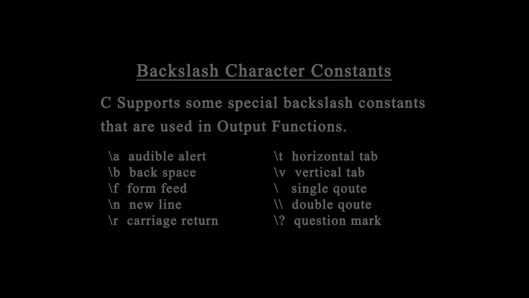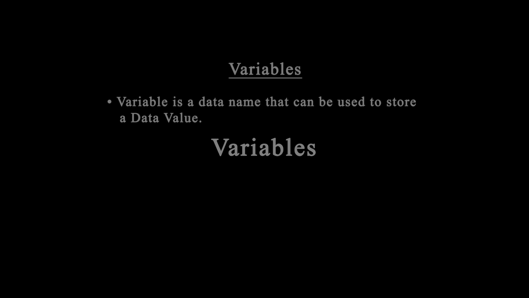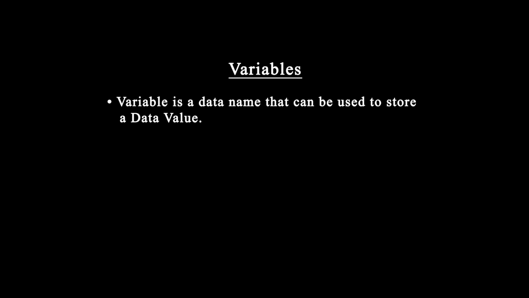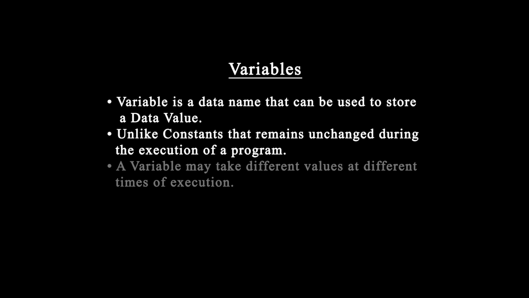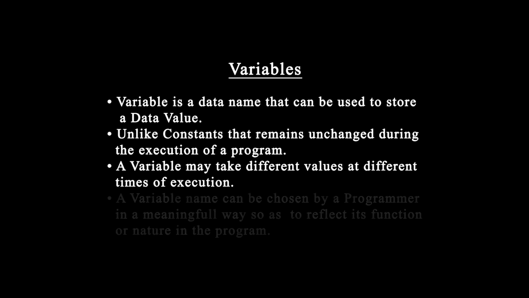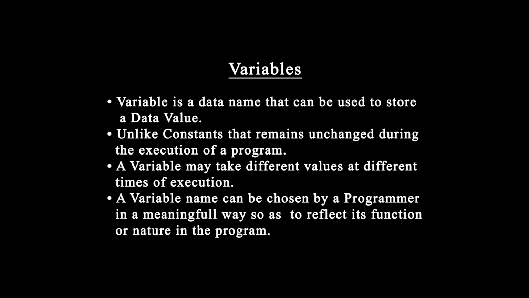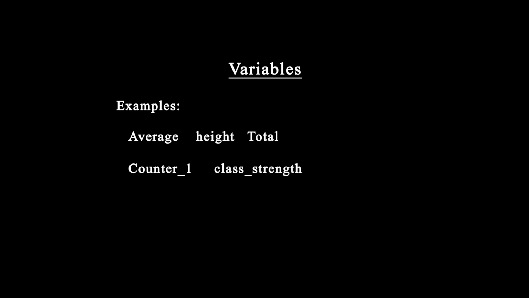So our next topic is variables. A variable is a data name that may be used to store a data value, unlike a constant that remains unchanged during the execution of a program. A variable may take different values at different times during execution. A variable name can be chosen by a programmer in a meaningful way so that it reflects its function or nature in the program. Some examples of such names are average, height, total, counter1, class, strength.